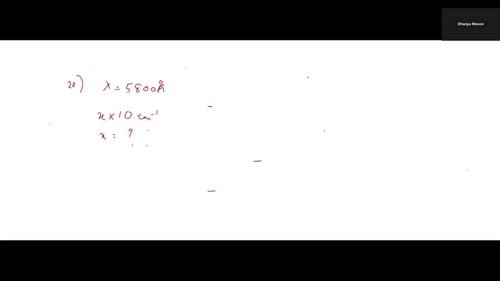The question is the wave number for a radiation. So this is the wave number. Wave number is given by 1 by lambda, where 1 by lambda is nothing but wave number, mu bar. So you need to find the value of x.